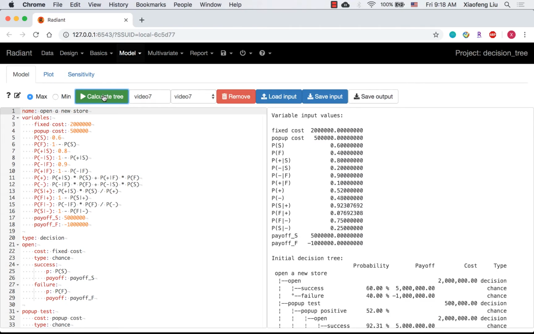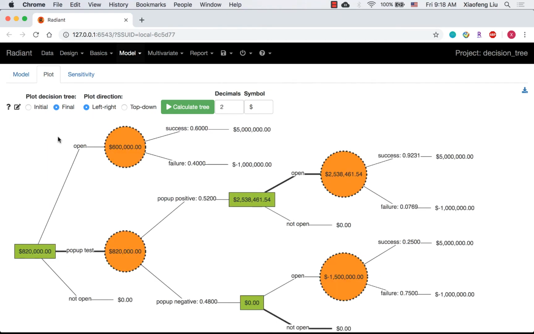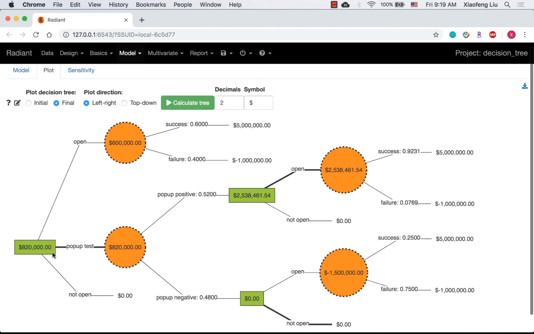Let's calculate the tree. In the final tree, the thicker lines indicate the optimal strategy. So it is to open up the pop-up store. If the pop-up test is positive, you will open the store. If the pop-up test is negative, you will not open the store. The EMV associated with the optimal strategy is $820,000. Please note there are 3 different decision nodes here. You need to specify the decision for each decision node.